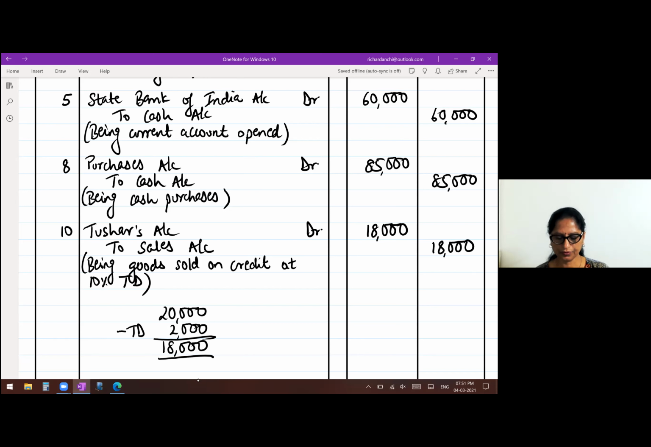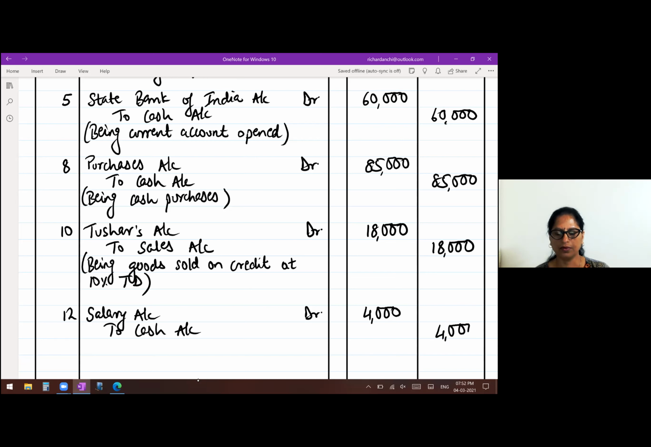12th, paid salary rupees 4,000. Now, two accounts involved here, salary and cash. Salary is a nominal account. It's an expense because the word says paid. So debit expenses, cash goes out. So credit what goes out. Entry, salary account debit, rupees 4,000 to cash account 4,000. Being salary paid.